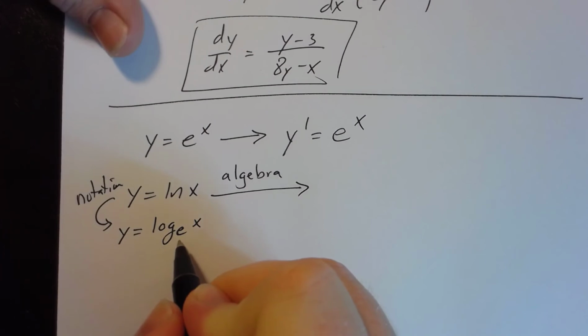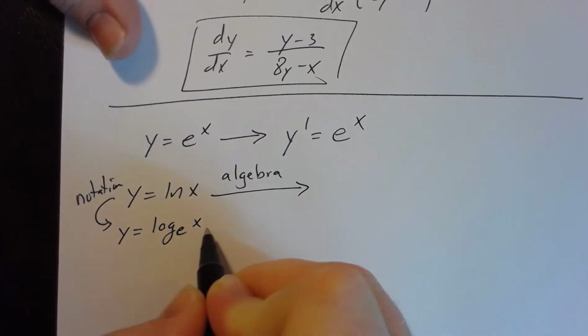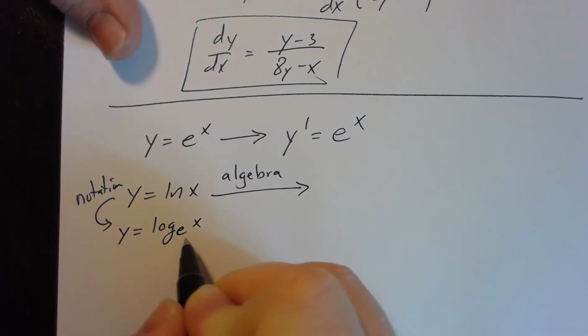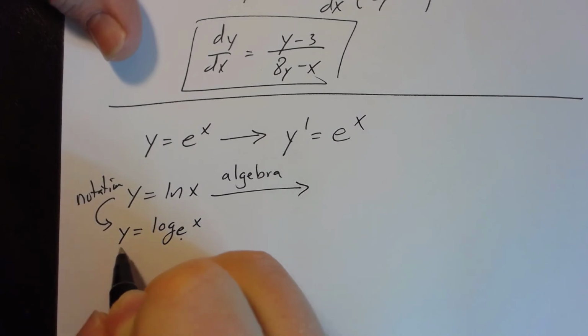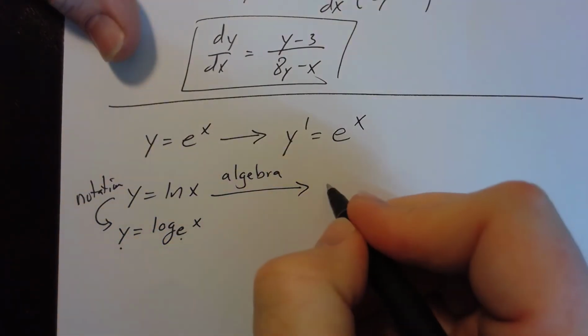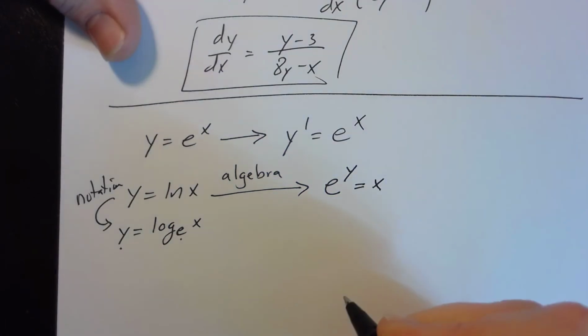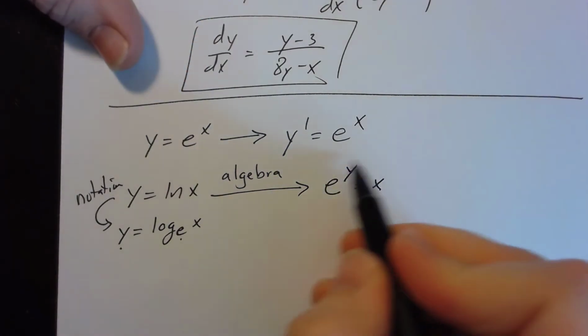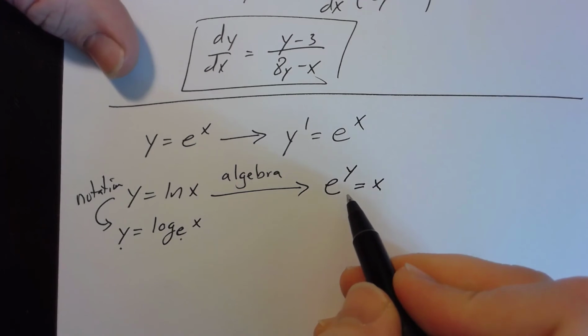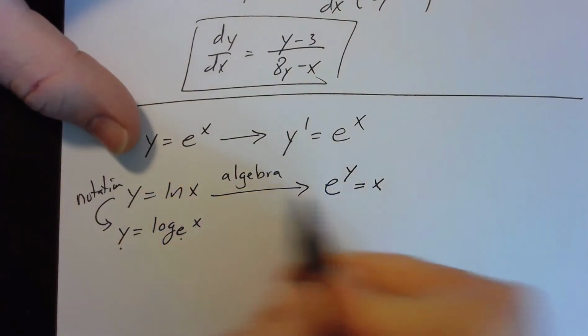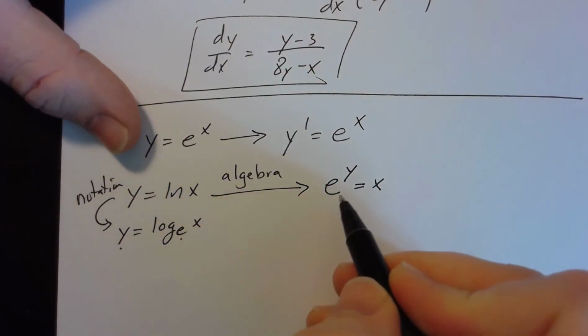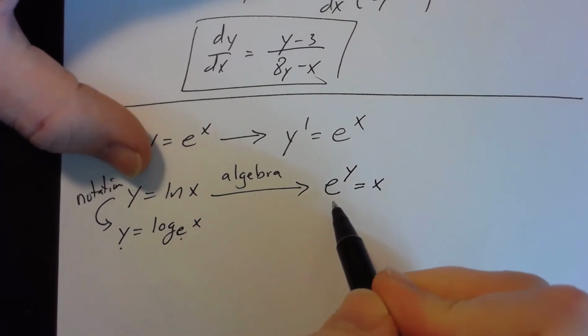Then I can identify that my base is e, that every log function is equal to an exponent. And therefore, I'm going to have my base of e, my exponent of y, equals x. Okay? So this provides us now with an exponential form of this logarithmic function. These two things are equivalent equations.